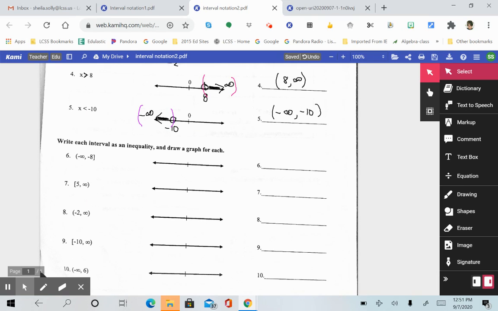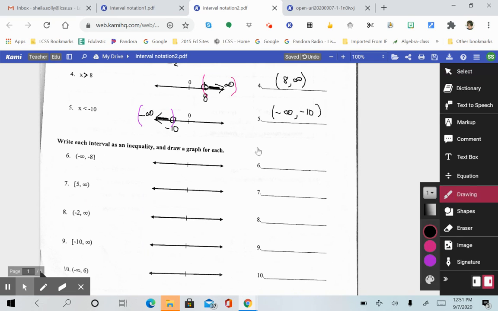Now we want to write each interval as an inequality and draw the graph. It's going to be easier to draw the graph first. So we know our number is at negative 8. And because there's a bracket here, that means this is a filled circle. And this is on the right, so it's going this direction. We know that it's at negative infinity, which is here. That means we shade from here to here. And our arrow is going this direction. And we always have parentheses at negative 8.